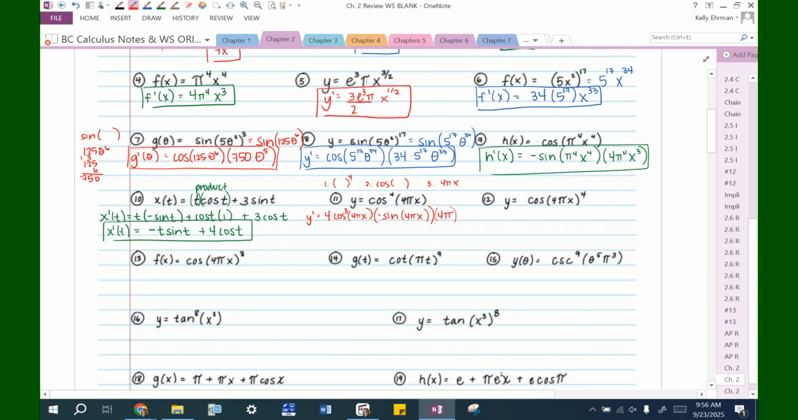So all of this is multiplied together. I'll clean it up just a little bit. 4 times negative 1 times 4 pi is negative 16 pi. Cosine to the third of 4 pi x times sine of 4 pi x. Because we have multiple choice problems, there's no required amount of simplifying. It's just about being able to simplify to find your answer amongst the answers given.